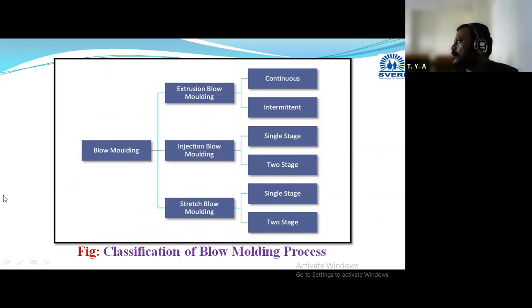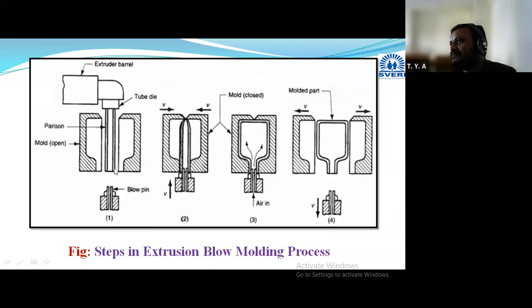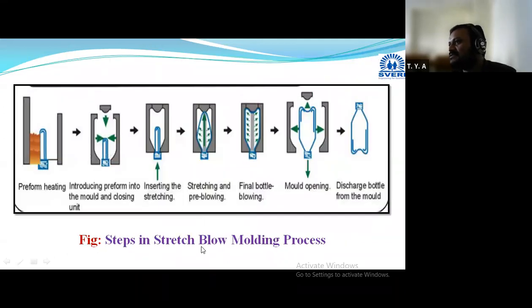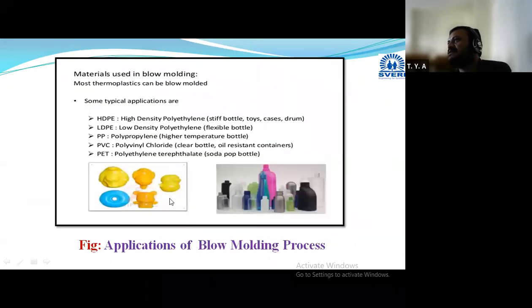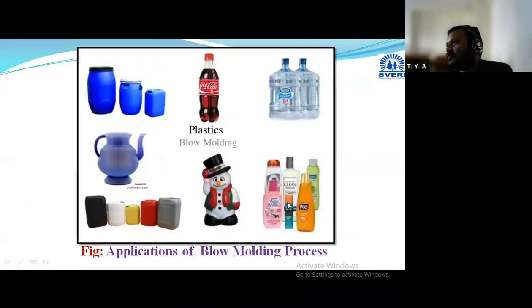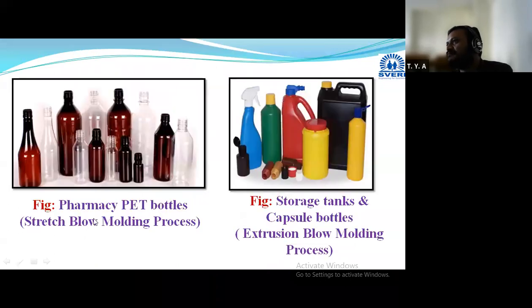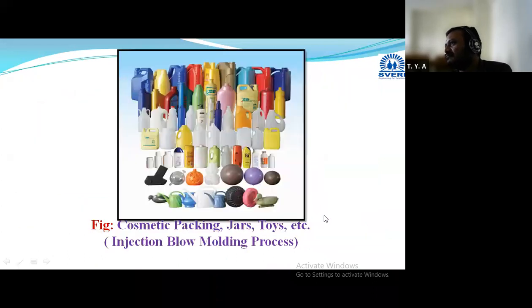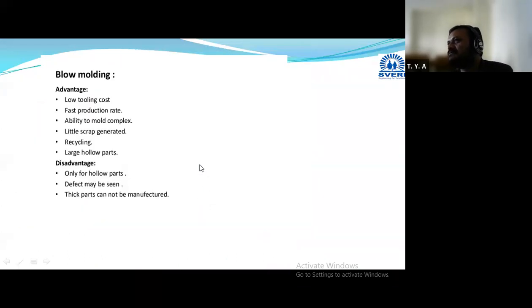Single stage means all the operations are performed on a single machine: preparation of parison, then closing it, then blowing, cooling, and ejection. All these are performed in a single machine. And if we are performing it on different machines, then it will be considered as two-stage or intermittent molding process. Then these are the diagrams for all three types. These are the applications: some toys, bottles, storage tanks, cosmetic storage tubes, and pharmacy PET bottles. All these are manufactured with the help of the blow molding process.